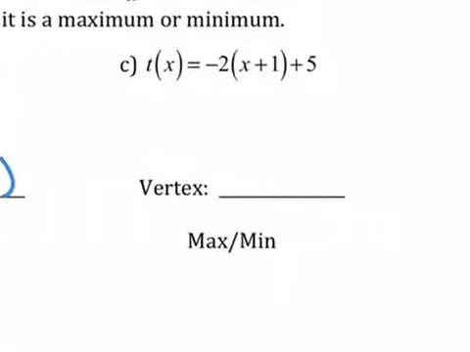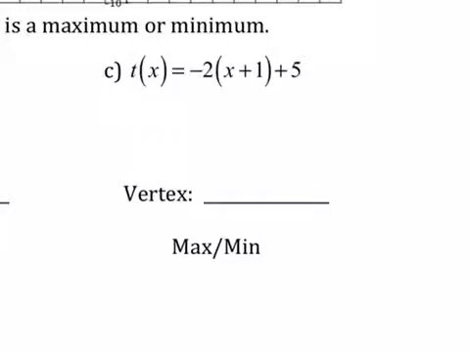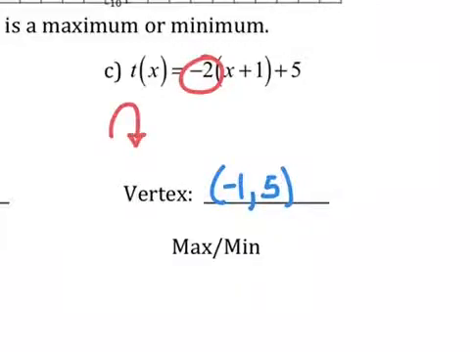Let's try one more now that you're getting good at this. Okay, so vertex should be -1, 5. Our a value is a -2, which means parabola opens down. Our vertex is a maximum.